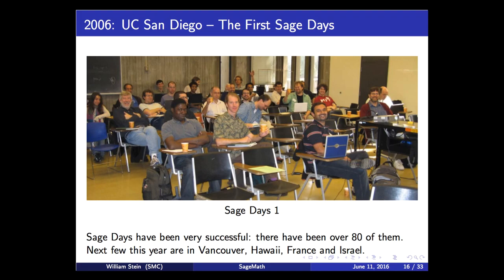So just this year I looked, and there'll be future conferences in Vancouver, Hawaii, France, and Israel just during 2016. Some years we've had up to 13 or 14 of these workshops. So in a sense, Sage is kind of like this virtual institute where there are conferences all over the world, but about open source software.